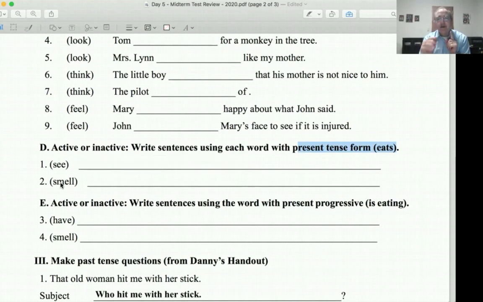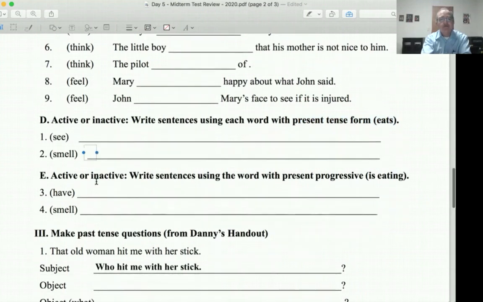Smell. Now, smell can be active or not active. Active is ing. But this says write words using present tense form. That is not active. What kind of sentence can you write that's not ing with smell? You need to make one.